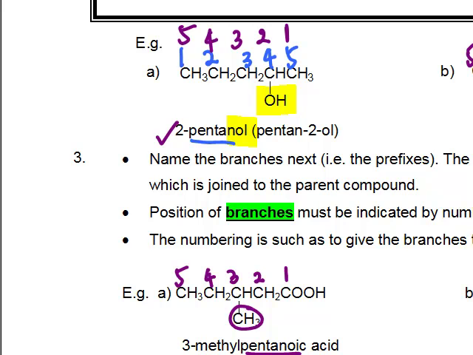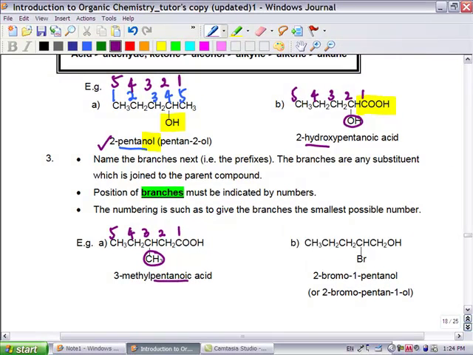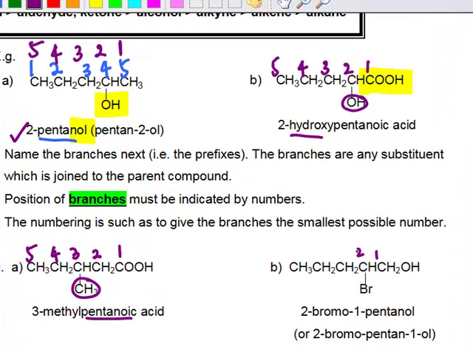Here we have an alcohol and an alkyl halide, or a halogenated compound. Alcohol takes precedence, so we start naming 1, 2, 3, 4, 5. So we have a 1-pentanol because the OH group appears at the first carbon. And the bromine group, the bromo group, will appear on the second carbon. Hence the naming 2-bromo-1-pentanol.